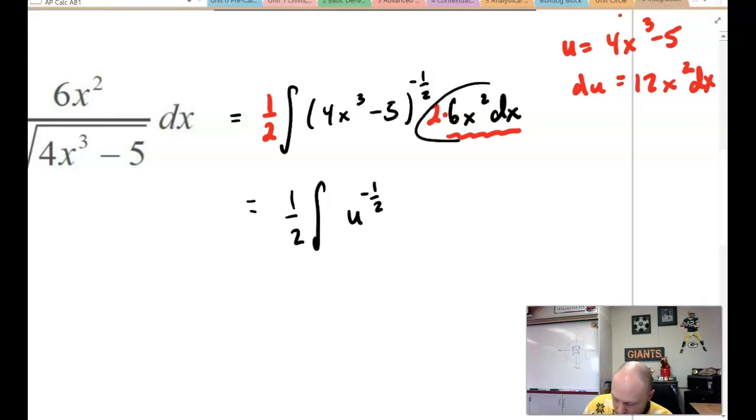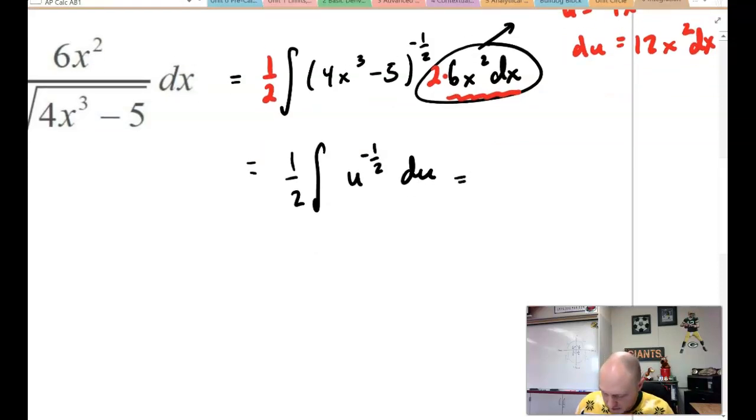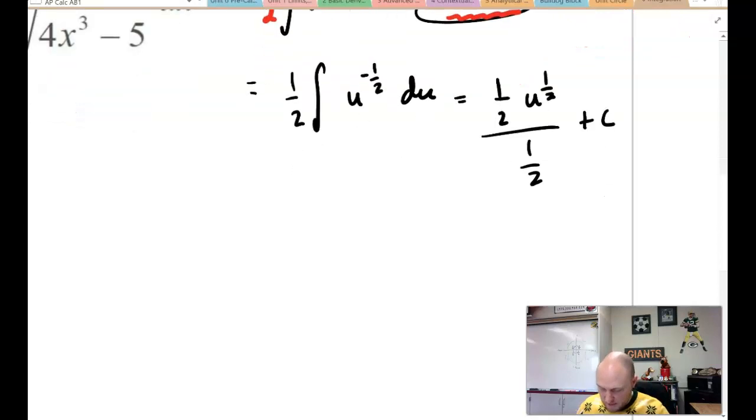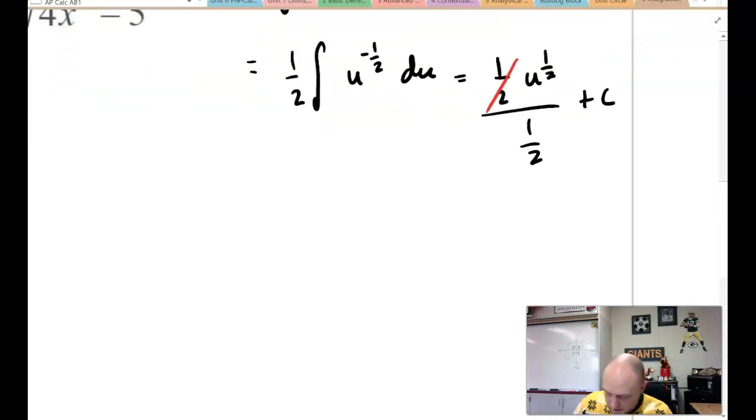And then all of this, my hook-on factor here, that's going to go away. For now, since I switched to u, I'll call that du. And now I'm just going to integrate. So this is equal to 1/2. U ends up getting raised by 1, so u to the power of 1/2 divided by 1/2 plus c. I hope you see here that the 1/2s cancel out, and we end up just having u to the power of 1/2 plus c.